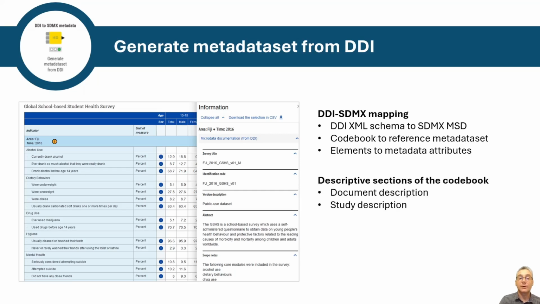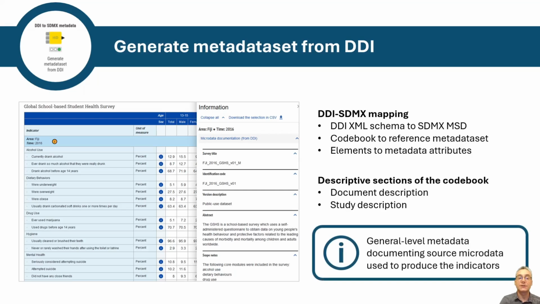The content covered here focuses on the descriptive sections of the DDI codebook, specifically the document description and study description sections. Other sections were used to generate the data structures. It consists of general level metadata documenting the source microdata used to produce the indicators.